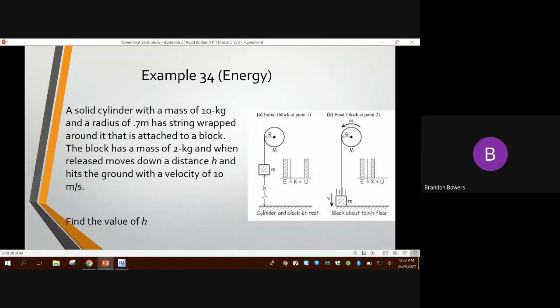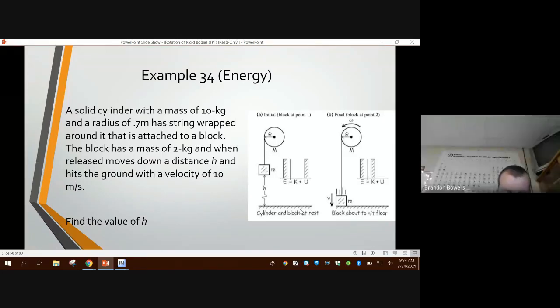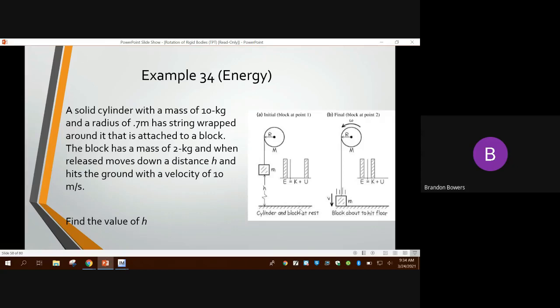Okay, so here we go. Last one for the day. A solid cylinder. Oh dear. You guys know what you just signed up for? A fun challenge on a Wednesday morning.